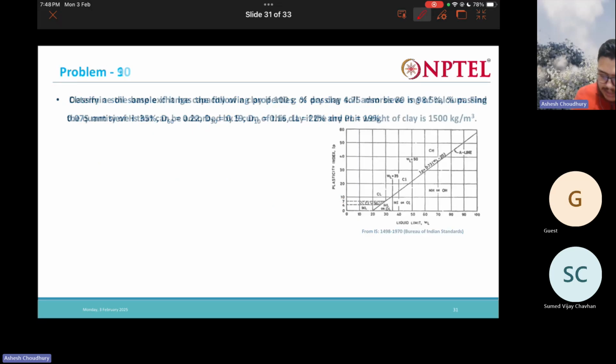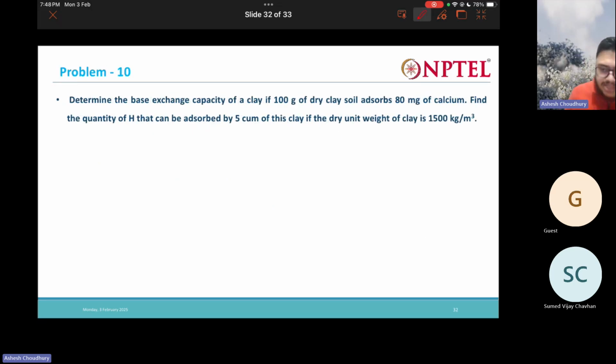Okay, then we will do this last problem. In the previous class, someone asked about this kind of problem, right? So I decided that I will put this problem in today's session. The problem is: determine the base exchange capacity of a clay if 100 gram of dry clay soil absorbs 80 milligram of calcium. Find the quantity of hydrogen that can be absorbed by 5 cubic meters of this clay if the dry unit weight of the clay is 1500 kg per meter cube.